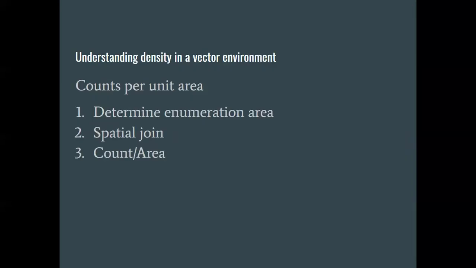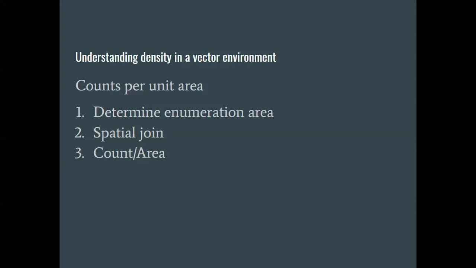All right, so one way we're going to look at this is in a vector environment where we look at the number of events per enumeration unit. So for example, how many Bigfoot observations occurred per county or per state. Because states and counties have different sizes, remember we're going to do it per unit area within that enumeration unit. So again, basic idea here is we're going to determine the area of each enumeration unit. We're then going to perform a spatial join of our points to our areas, our polygons, and that spatial join is going to give us a count per enumeration unit, and then we're going to normalize that by the area.